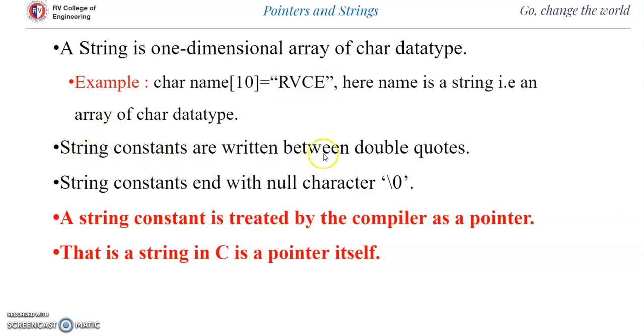String constants are written between double quotes. String constants end with a null character which is \0. A string constant is treated by the compiler as a pointer by default. That is, a string in C is a pointer itself.